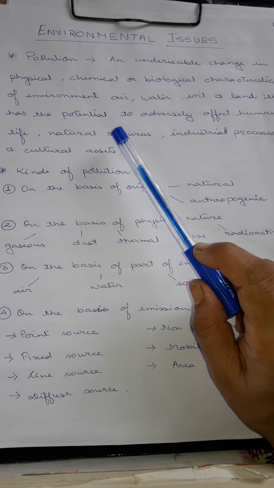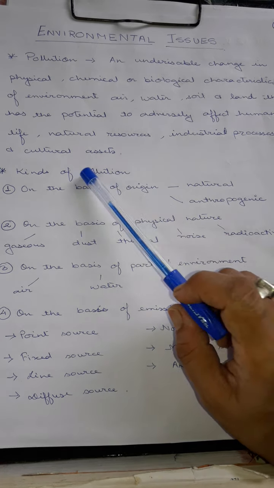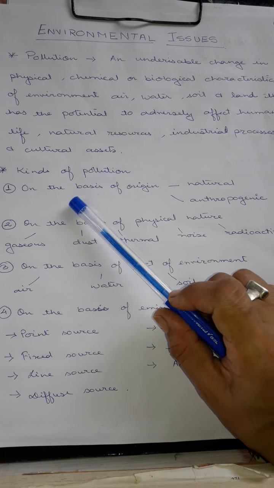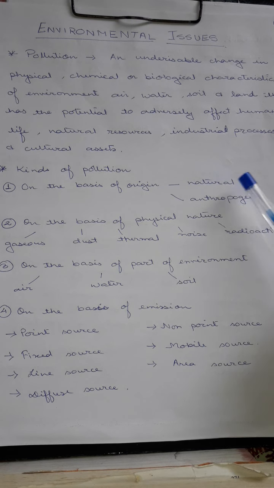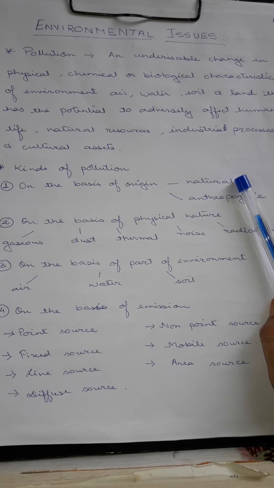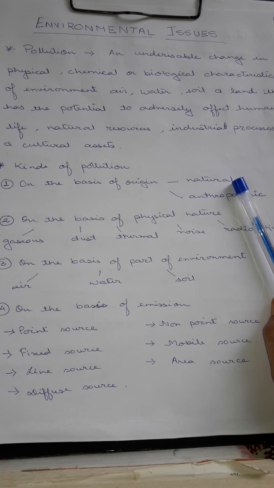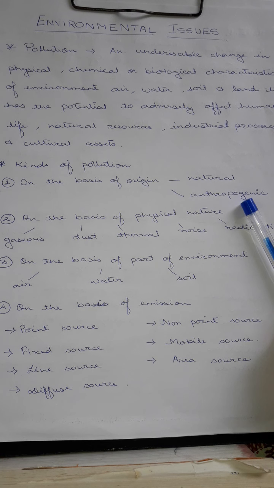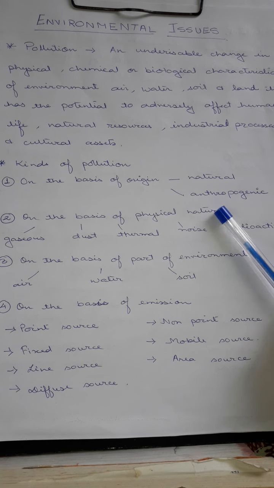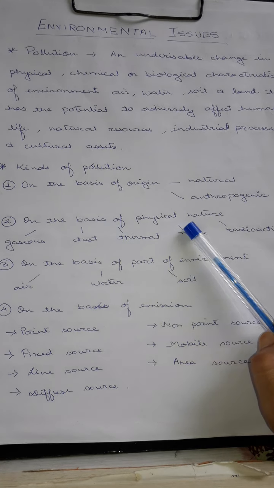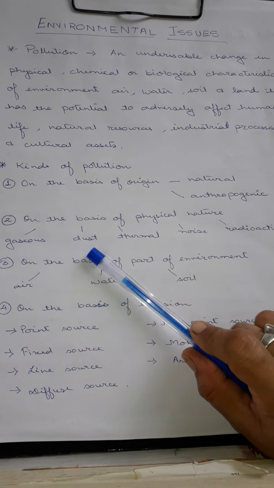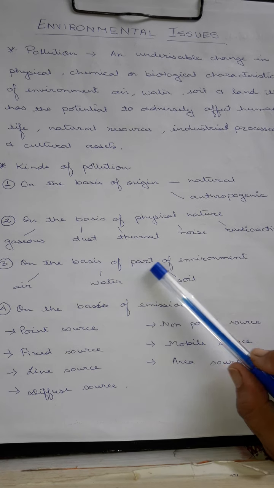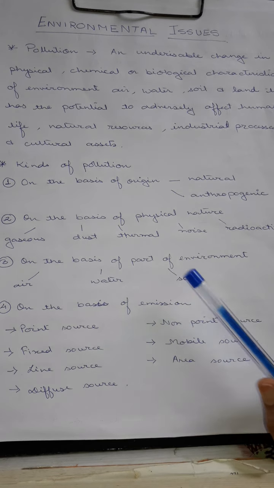Now, pollution can be of different types. One, on the basis of origin. If we consider pollution on the basis of origin, then it is of two types, natural and anthropogenic. Natural pollution means the pollution that is caused by nature. Anthropogenic means man-made pollution, that means pollution caused due to various human activities. Then on the basis of physical nature, it can be gaseous, dust, thermal, noise or radioactive pollution. Then on the basis of the part of the environment, it can be air, water or soil pollution.